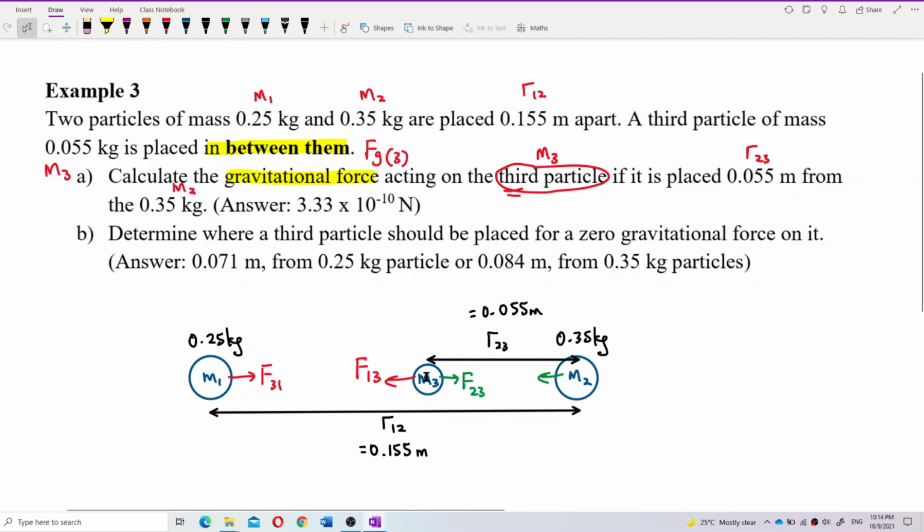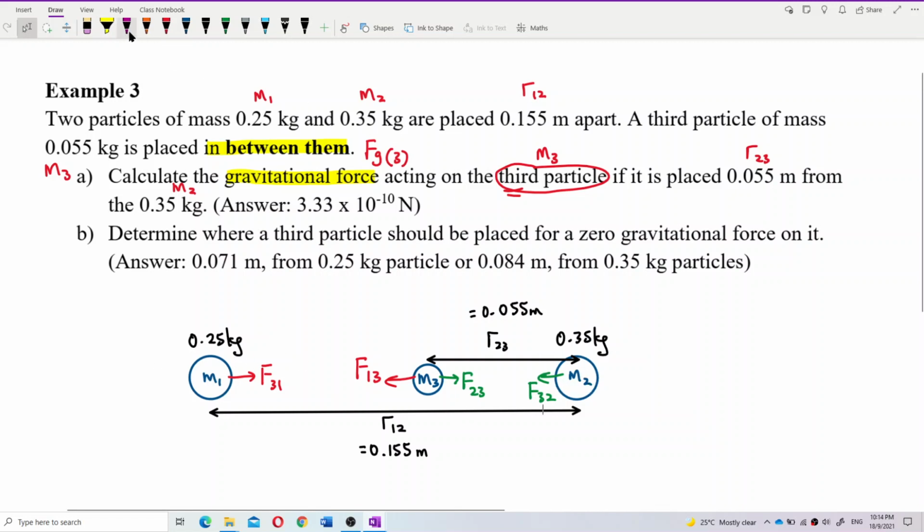You see, on 3, it has the 3 behind. You see that? And then on 2, 3 also attracts 2. So this one is F3 on 2. You understand? This is F3 on 2. So they must exist in pair, cannot exist just alone. And then between 1 and 2 also attract themselves.